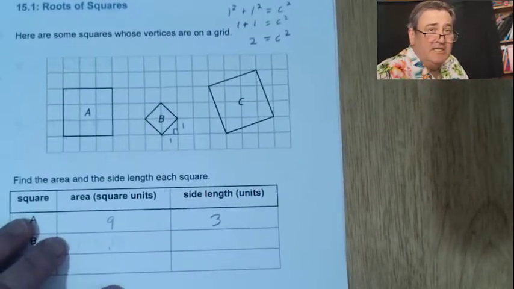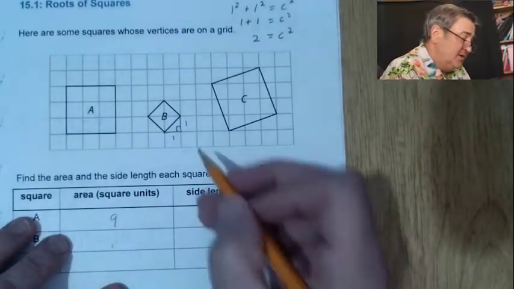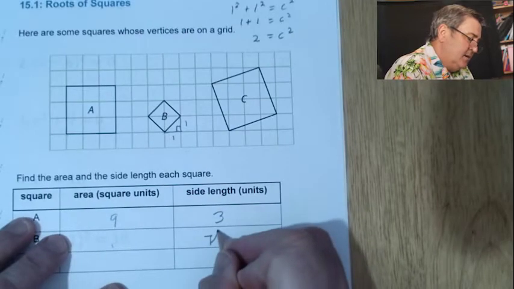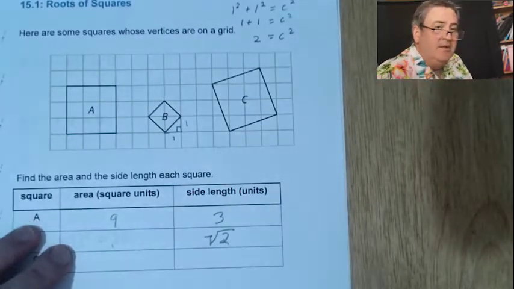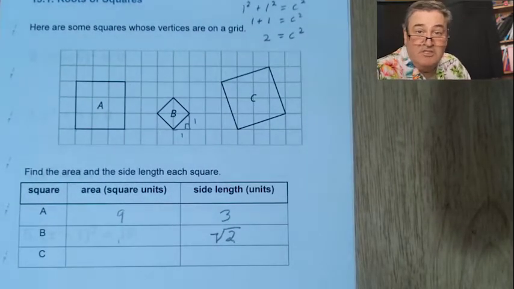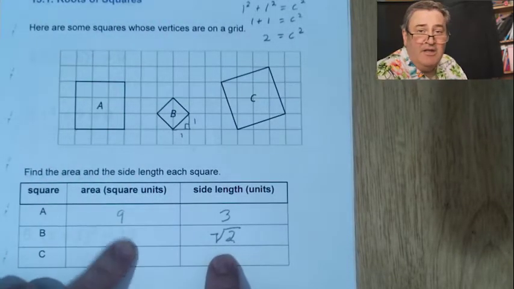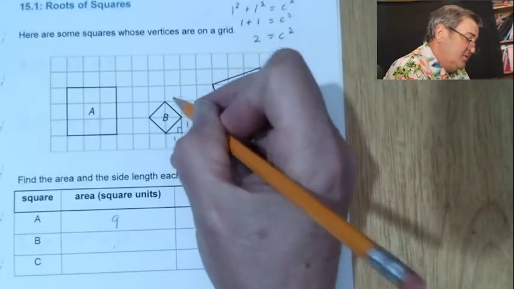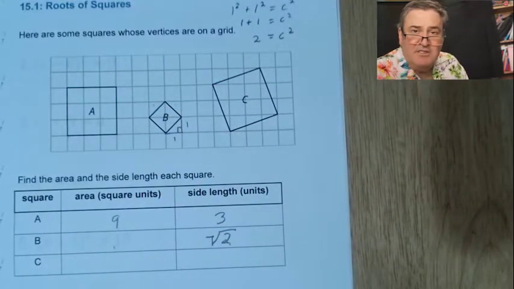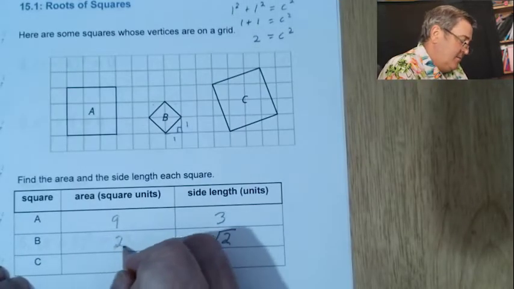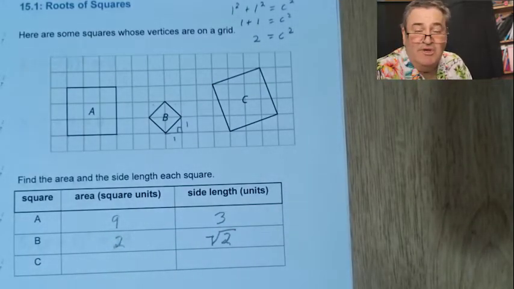So if 2 equals c squared, what is c? How long is that side? It is the irrational number, the square root of 2, which is a long decimal that keeps going. So what is the area? If this is the square root of 2 and this is the square root of 2, the length and the width, the square root of 2 times the square root of 2 is 2. I like how that works.